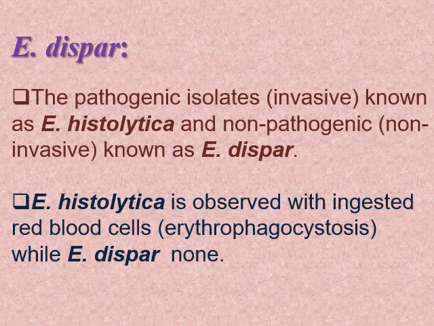So the pathogenic, invasive isolate is known as Entamoeba histolytica, and the non-pathogenic, non-invasive one is known as Entamoeba dispar. Entamoeba histolytica is observed with ingested red blood cells, erythrophagocytosis, while Entamoeba dispar has none. إذن فقط الانتاميبا هيستوليتيكا اللي تحتوي على الانجستد RBCs.